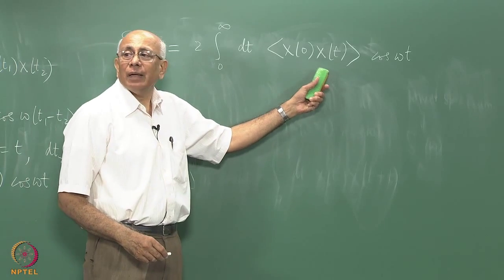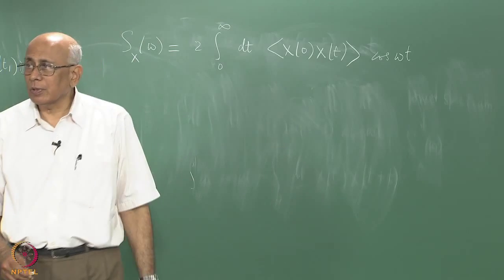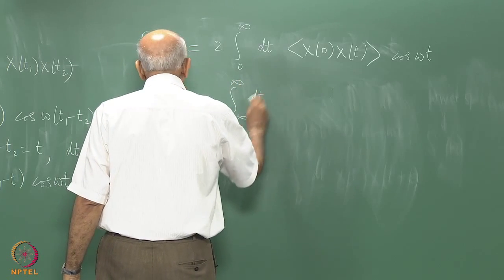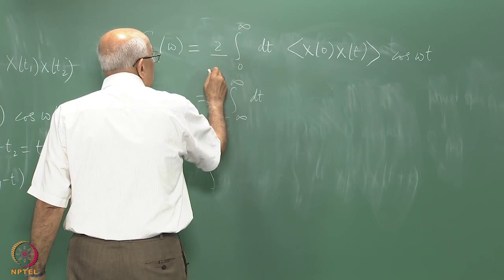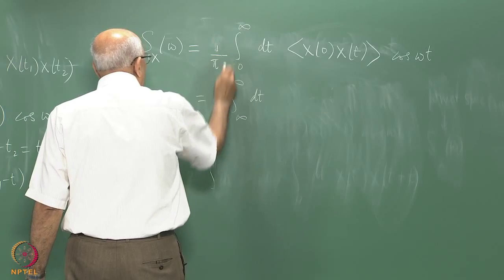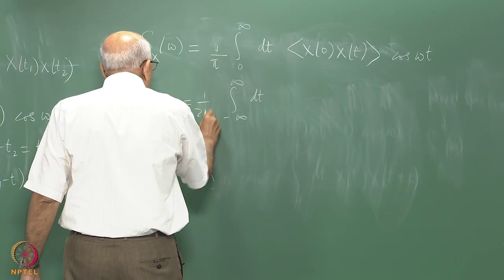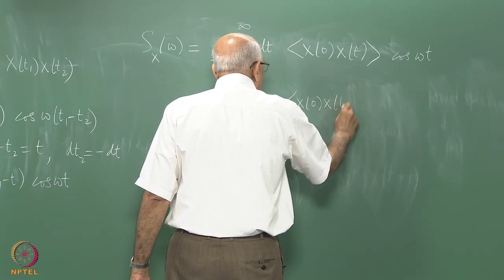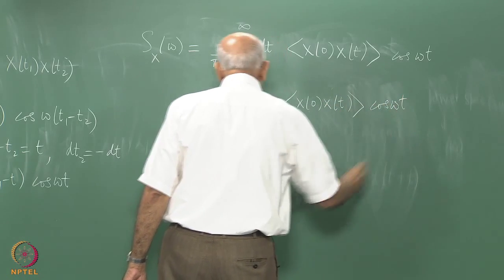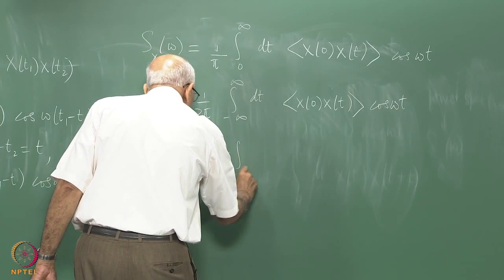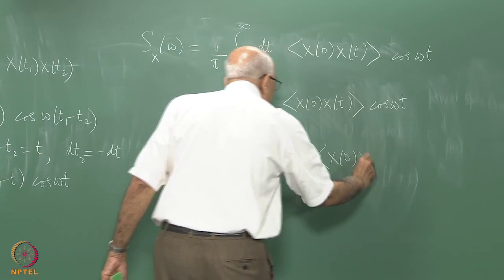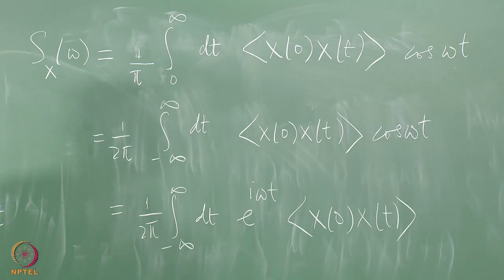But we already saw that this phi x of t is a symmetric function. So you could also write this as the integral from minus infinity to infinity dt. Oh, there was a 1 over 2 pi, right? So this is 2 over 2 pi, so it's 1 over pi, and it's equal to 1 over 2 pi dt, x of 0, x of t, cos omega t, which of course is equal to 1 over 2 pi. Okay. This is the Wiener-Khinchin theorem.